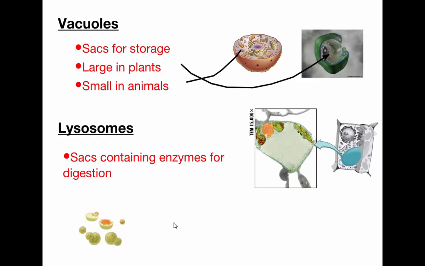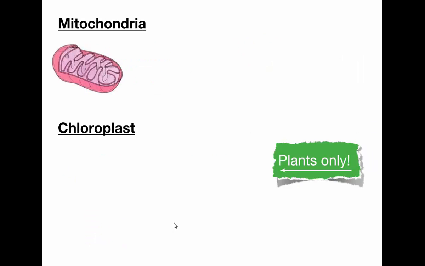Then we have our last two organelles, two really important ones. They're both related to energy. They're the mitochondria and the chloroplast. Mitochondria looks like a jelly bean with a bunch of folds inside of it. And the job of the mitochondria is to supply the cell with energy.